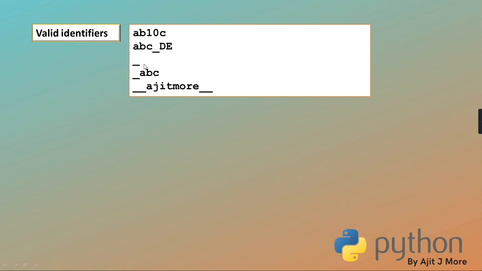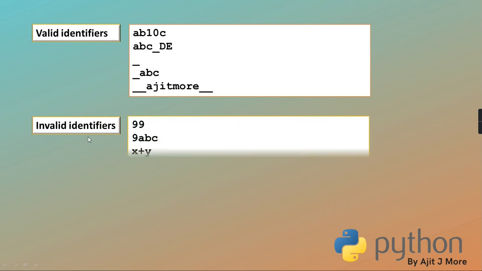Only underscore is also legal. Underscore ABC is legal. Double underscore, my name, double underscore. All are legal. Okay? And invalid identifiers, a few I have listed.